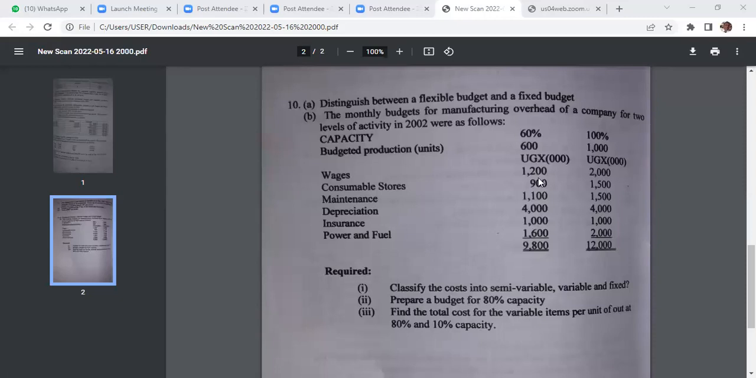Without wasting time, I'm going to transfer some of the information. Maybe before I transfer it, we're going to determine which one is variable and which one is non-variable. We have wages, consumables, stores, maintenance, depreciation, insurance, and power and fuel. I'm going to share that information in my worksheet.